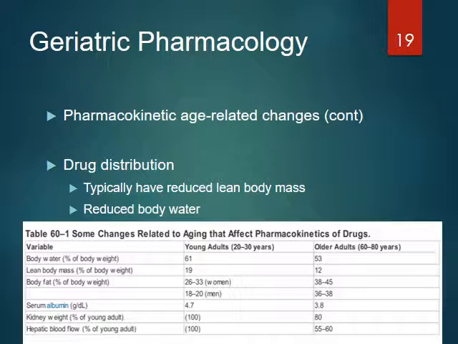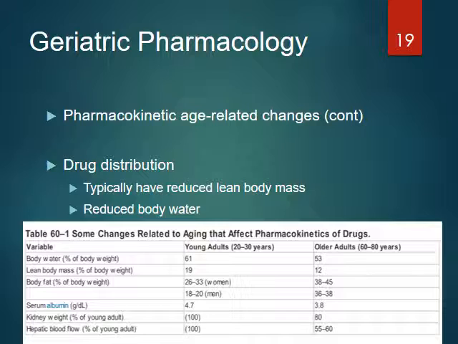Changes in drug distribution will also occur as patients get older. Typically what you see is that patients will have reduced total lean body mass and reduced body water. In addition to that, they're also typically going to have increases in body fat percentage. So this chart does a good job of comparing younger adults versus older adults and some of those changes that occur over time.